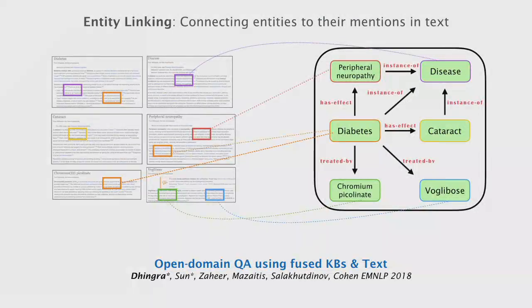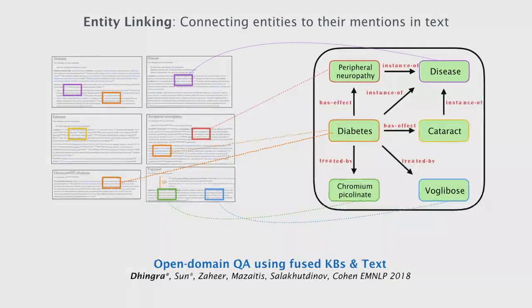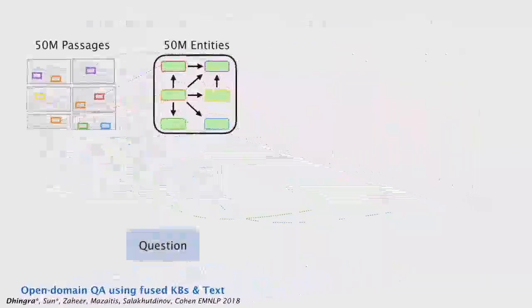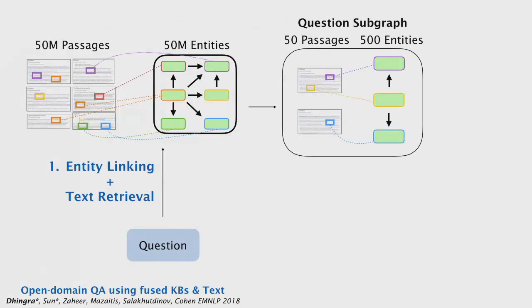And in some sense, the text on the left completes the missing information in the knowledge base on the right. So how can we build a model which represents both these sources jointly? The approach that I'm going to take here is going to be very analogous to the approach that I described for answering questions against text. We're again going to have two steps. The first step is going to be a retrieval step.